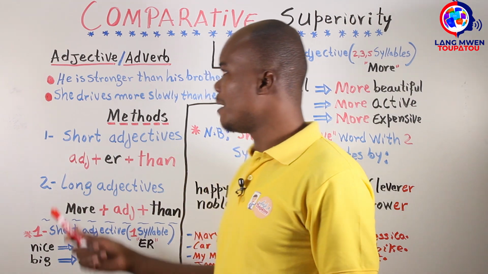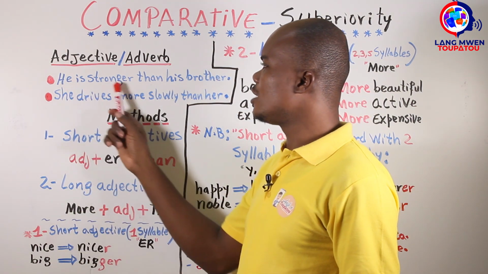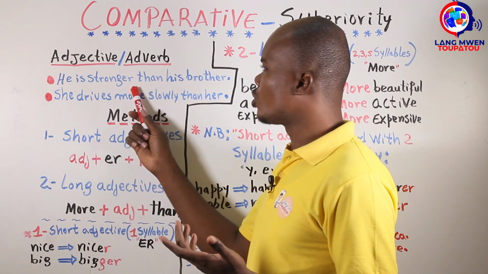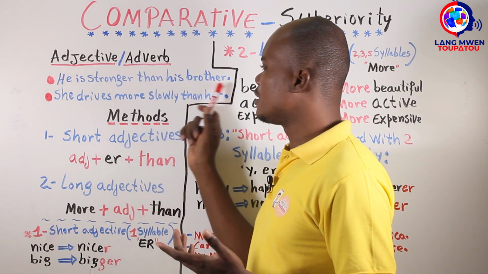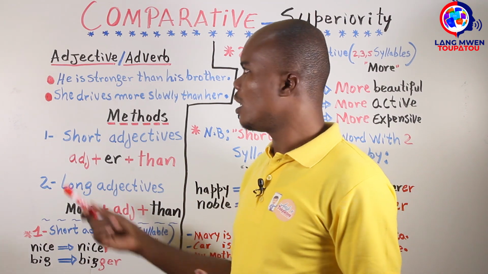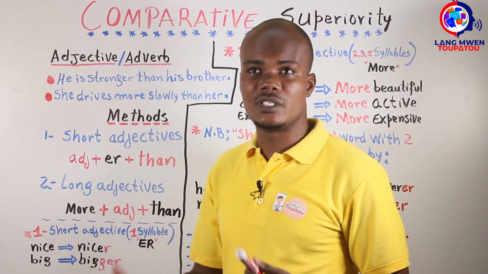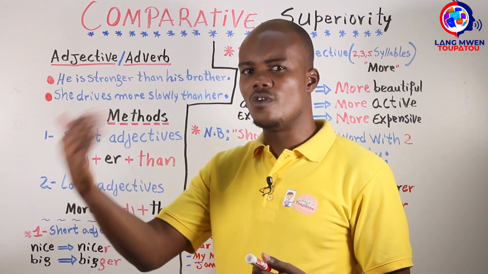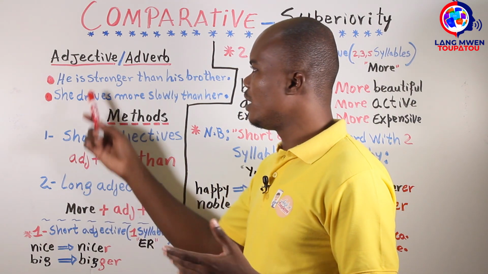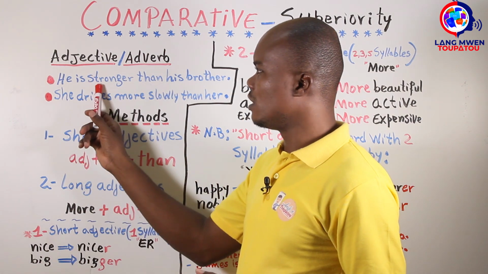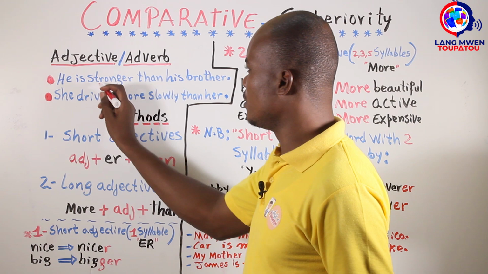Okay, let me give you an example. As you can see, he is stronger than his brother. Strong is an adjective. You say stronger, plus fort que son frère. Okay, il est plus fort que son frère. And I use an adverb. Okay, this is an adverb.